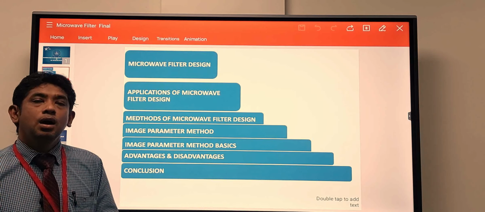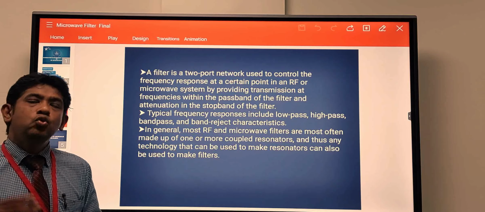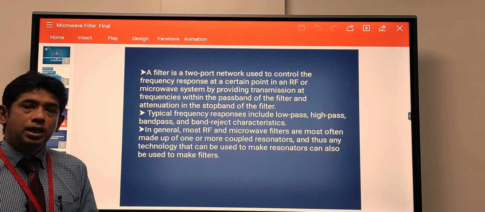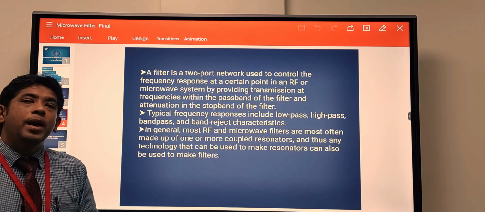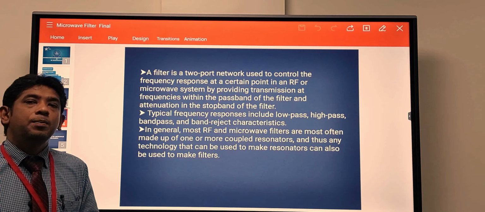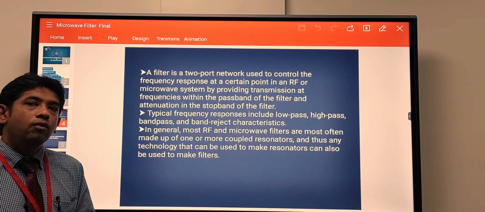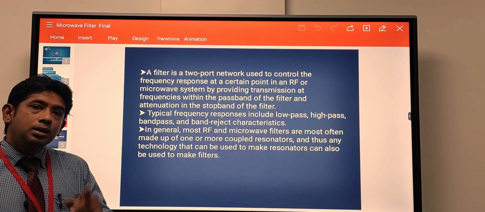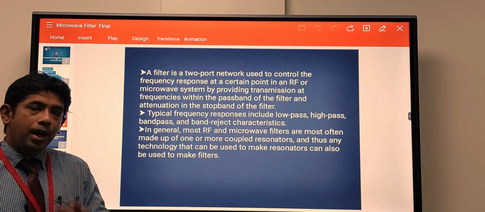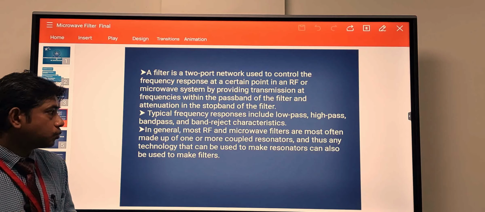Now, what is a filter? A microwave filter is a two-port network used to control the frequency response at a certain point in an RF or microwave system by providing transmission at frequencies within the pass band of the filter and attenuation in the stop band of the filter. Typical frequency responses include low pass, high pass, band pass, and band reject characteristics.